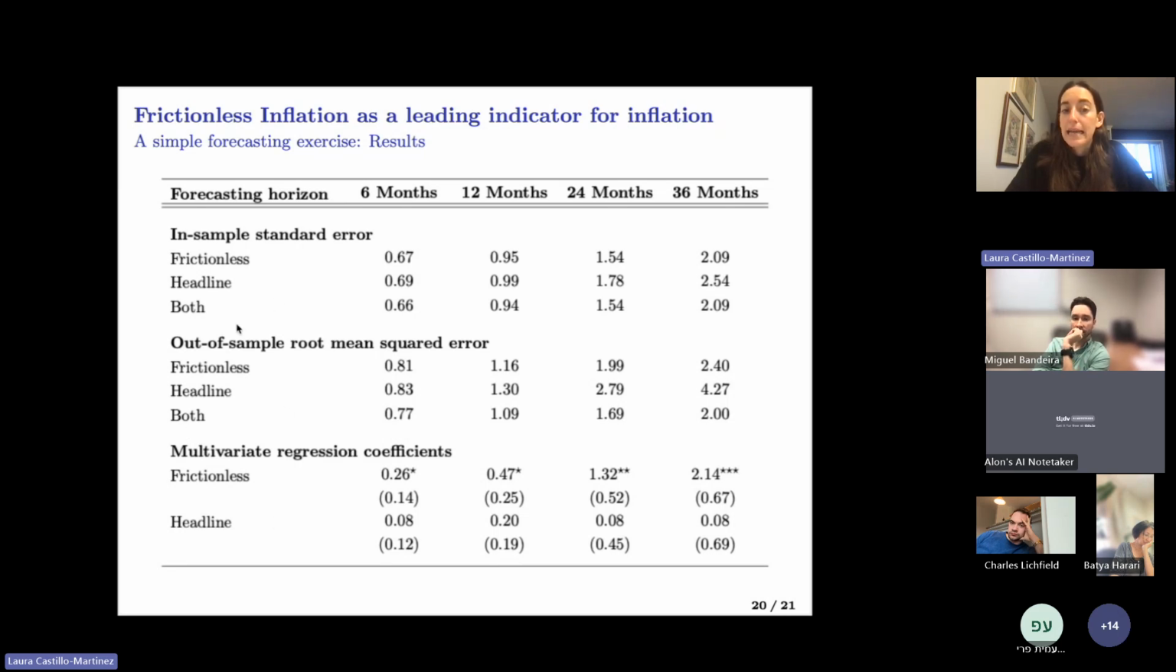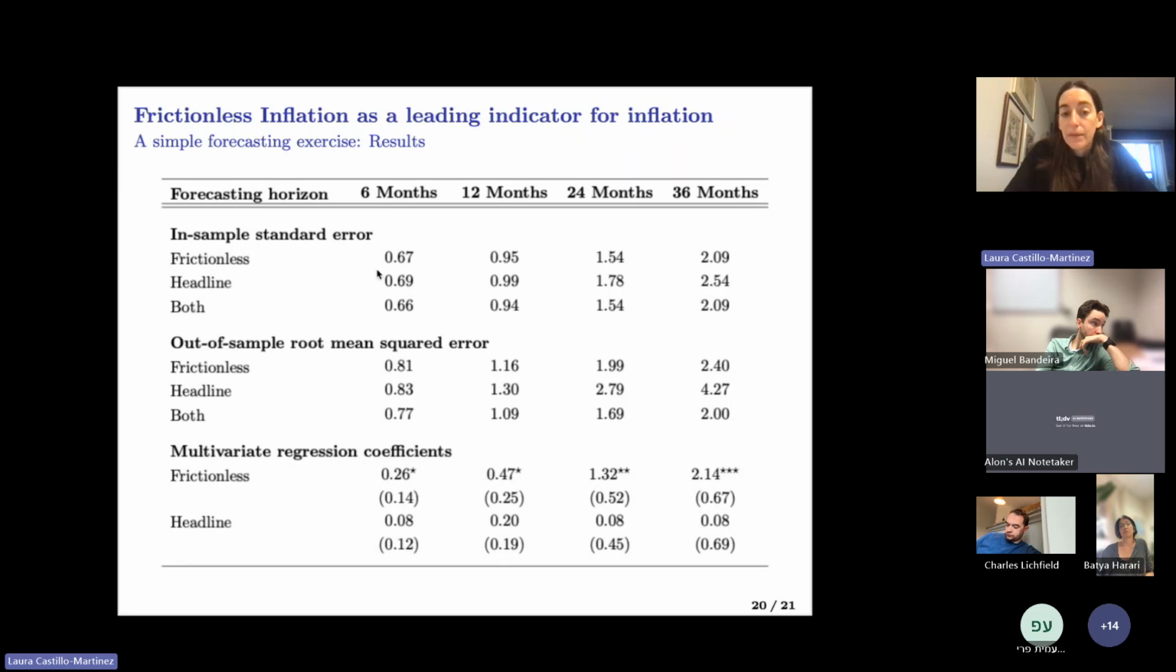The first one is an in-sample regression, where we're going to be using all the information that's available, from 2000 up until 2018. And we're going to be reporting the 3 different models we were discussing: just frictionless inflation, headline inflation, and both of them at the same time. Our measure of success here is the in-sample standard error. So the lower the standard error, the better we're doing. And what we find is that frictionless inflation does better than headline inflation.